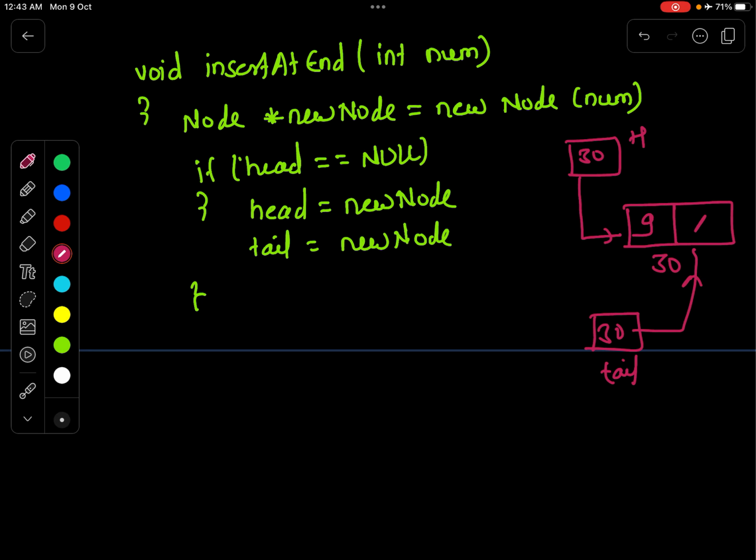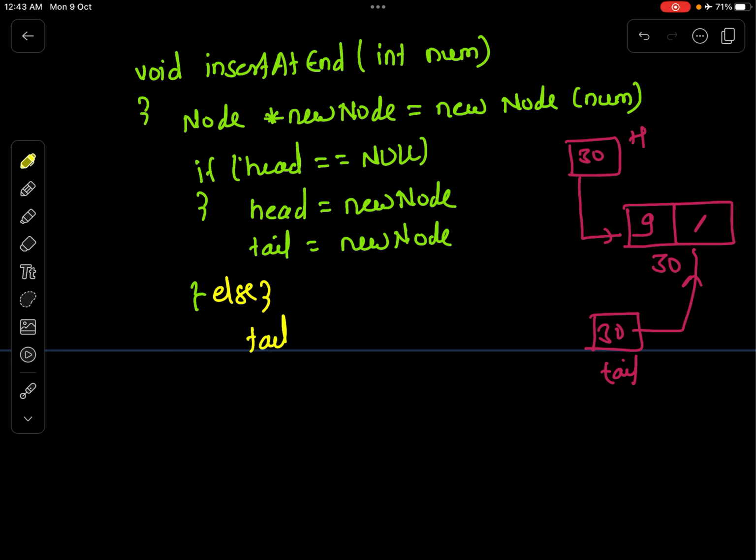Else, if my head is not null, which means my linked list contains at least one element, what I will do is simply update it as tail of next equals new node, and again I will update my tail, so tail equals new node. So this is the simplest insert at end code. So let's check how it works.